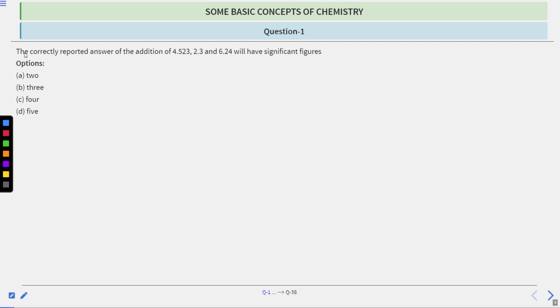So let's move to our question first. Question first is: the correctly reported answer of the addition of 4.523, 2.3 and 6.24 will have how many significant figures? Options are 2, 3, 4 and 5. So you have 10 seconds to evaluate and practice this question by yourself. After that, we will solve this question.